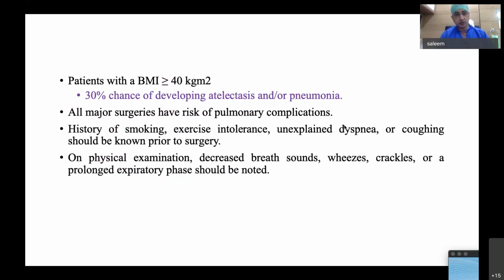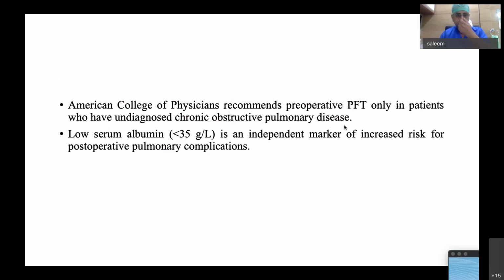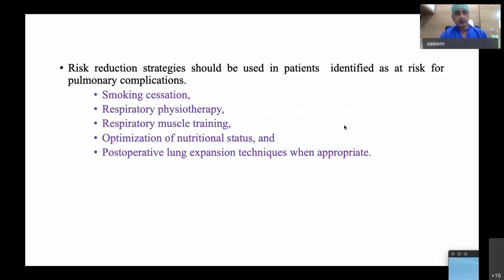History of smoking, exercise intolerance, unexplained dyspnea, or coughing should be known prior to surgery. On physical examination, decreased breath sounds, wheeze, crackles, or a prolonged expiratory phase should be noted. The American College of Physicians recommends preoperative pulmonary function tests only in patients who have undiagnosed chronic obstructive pulmonary disease. Low serum albumin less than 35 gram per liter is an independent marker of increased risk for post-operative pulmonary complications.